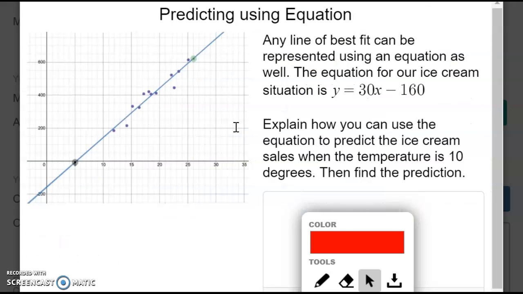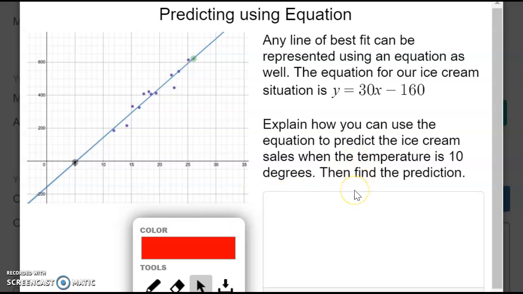Okay, any line of best fit can be represented using the equation as well. The equation for our ice cream situation is y is equal to 30x minus 160. Explain how you can use the equation to predict ice cream sales when the temperature is 10 degrees. Find the prediction. So what do we know? What is x and what is y? X is the temperature in Celsius. And what is y? That is the amount of sale. That's ice cream sale in dollars.